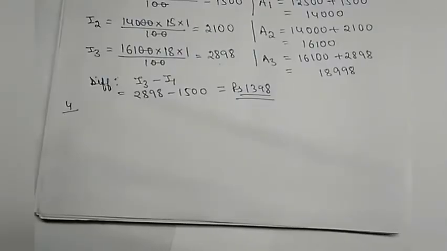Question number 4. A man borrows rupees 6,000 at 5% compound interest per annum. If he repays rupees 1,200 at the end of each year, find the amount of the loan outstanding at the beginning of the third year. Means every year he is repaying 1,200 rupees.